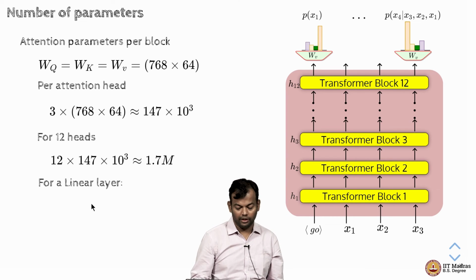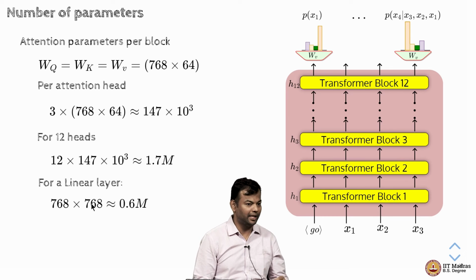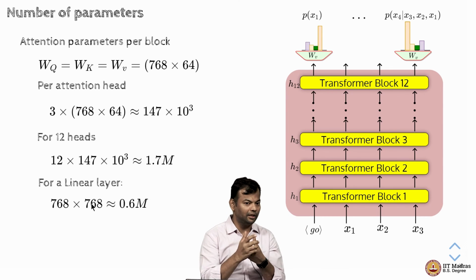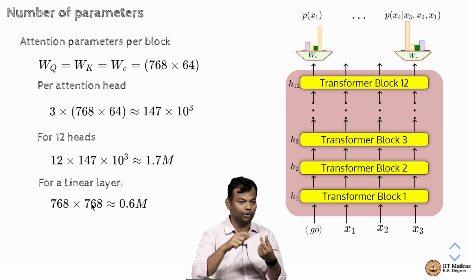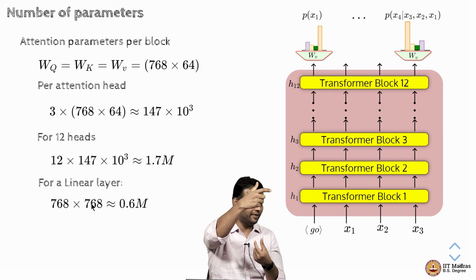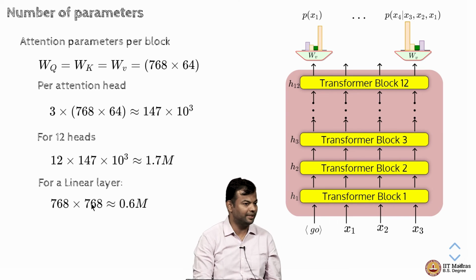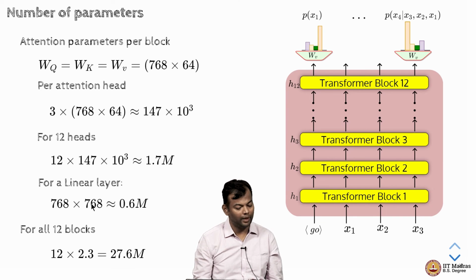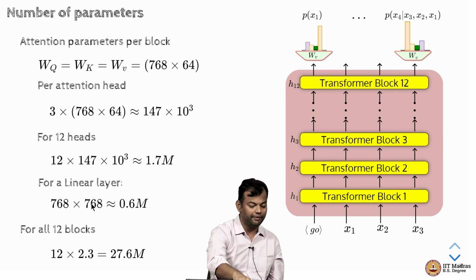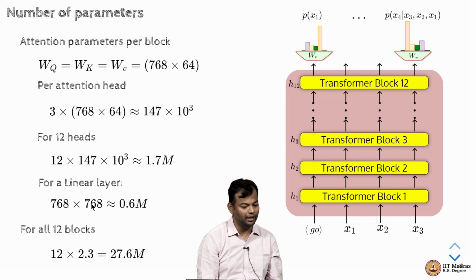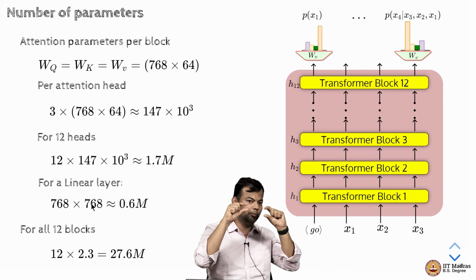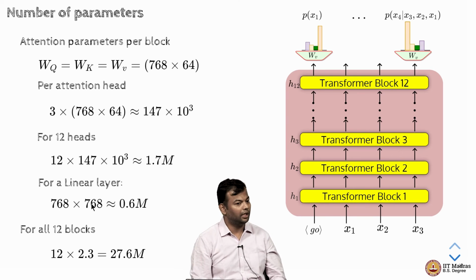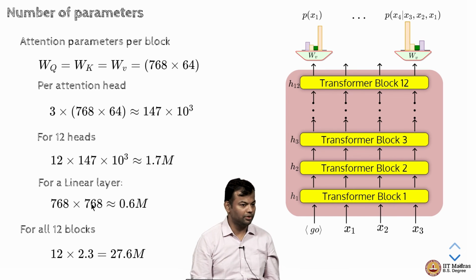Then you have the linear layer, which was WO. After you concatenate, you have that 768 dimensional vector, then you multiply it by WO and again get a 768 dimensional vector. So that WO is going to be 768 cross 768, which is 0.6 million parameters. And for all the 12 blocks, you will have 1.7 million plus 0.6 million, which is 2.3 million, multiplied by 12. So you have 27.6 million parameters for the attention block, right? The masked multi-head self-attention block will have 27.6 million parameters summed up across all the layers.